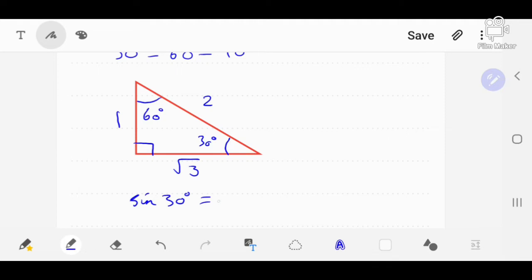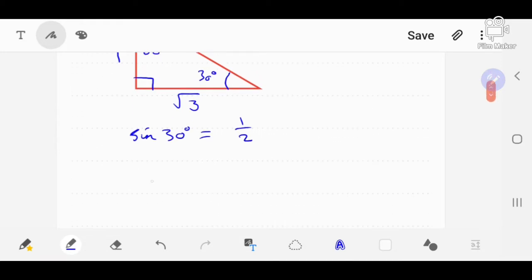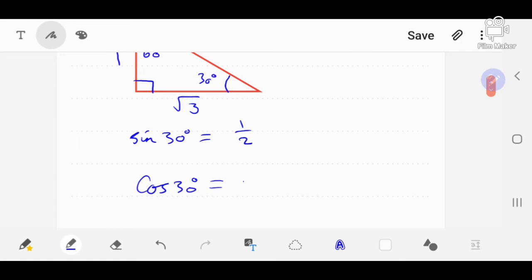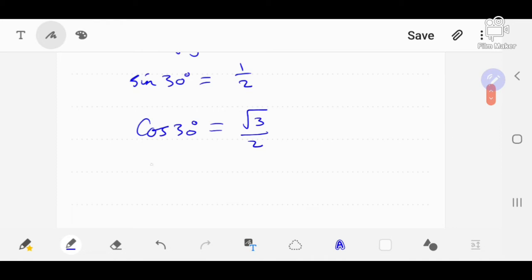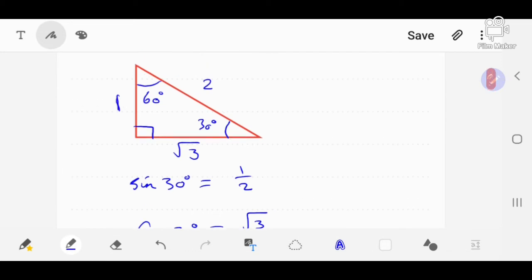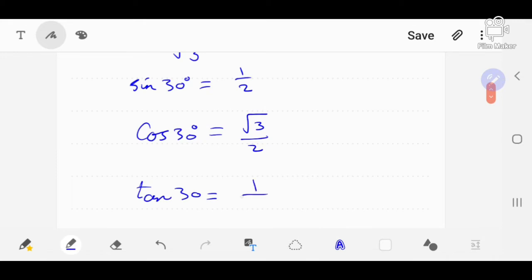will be 1 over 2, which is the opposite side over the hypotenuse. Cosine 30 will be the adjacent side of 30 over the hypotenuse, which is in this case radical 3 over 2, and tan 30 will be equal to opposite over adjacent, which is 1 over radical 3.